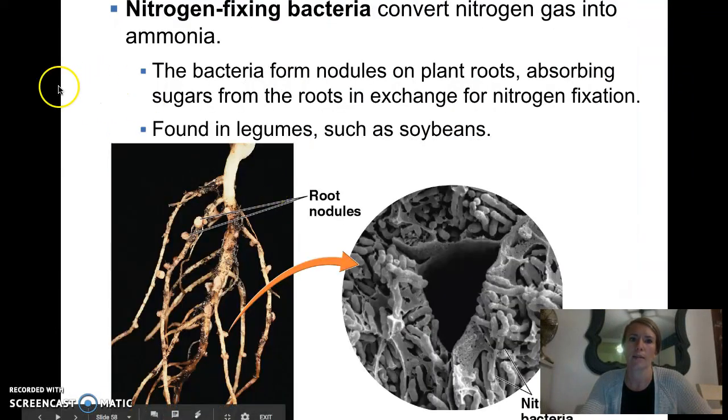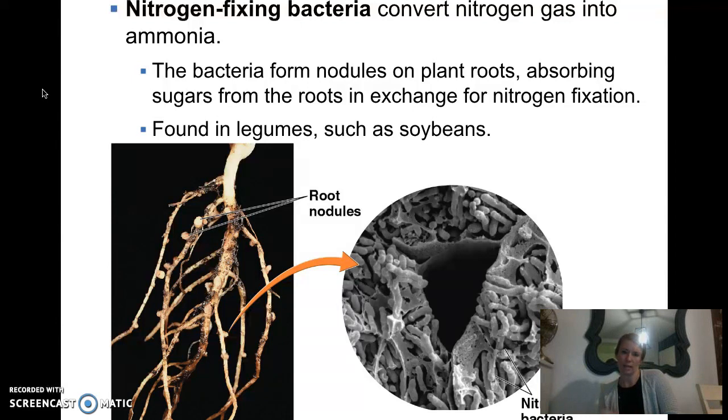Okay, so the way that this happens is that we have what's called nitrogen fixing bacteria. So they're bacteria that convert nitrogen gas into ammonia, into that NH3. And the bacteria live on the plant roots. They form nodules there, and they absorb sugars from the roots in exchange for nitrogen fixation. So this is a symbiotic relationship, a mutualism.